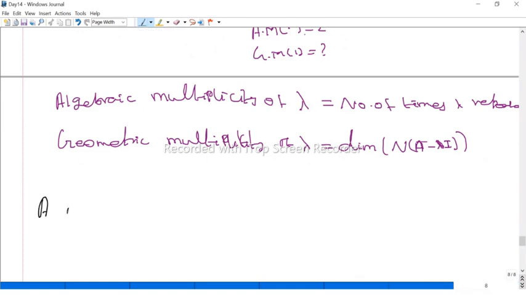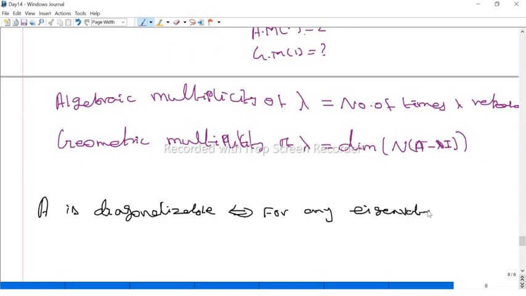So A is diagonalizable if and only if for any eigenvalue lambda of the matrix A, the algebraic multiplicity of that particular lambda is the same as the geometric multiplicity of the eigenvalue. For any eigenvalue, if the algebraic multiplicity and geometric multiplicity are equal, then we say the matrix is diagonalizable.